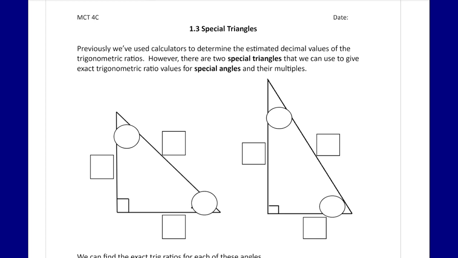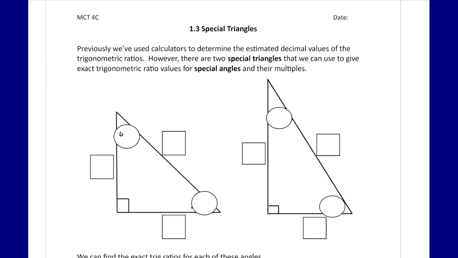Now, when we're dealing with coming up with the exact values for these ratios or these side lengths or angles, whatever the case may be, there are two special triangles that we can use, that either come up often or just happen to have very unique measurements. So there's two special triangles we're going to be dealing with. They're again both going to be right angle triangles.